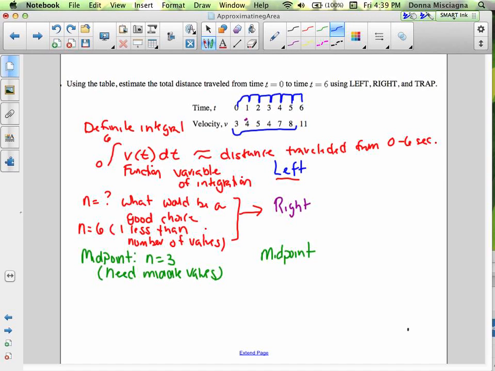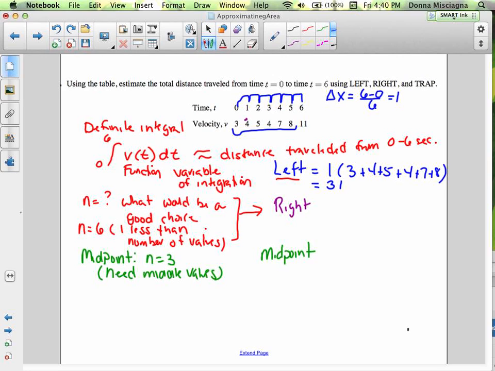Now, before we can do anything, though, we do need the change in x. So the change in x is 6 minus 0, and we're doing 6 intervals, so that's just 1. And we would have 3 plus 4 plus 5 plus 4 plus 7 plus 8. So for the left Riemann sum, you got 15, 20, 28, 31.